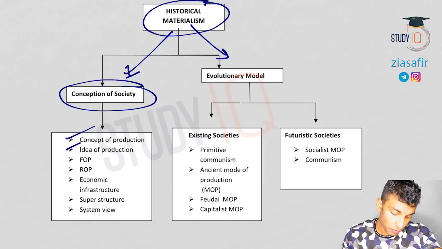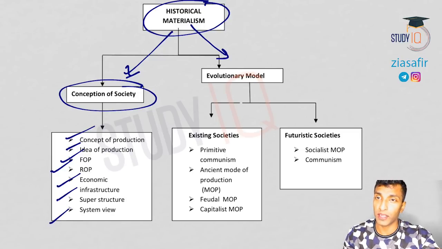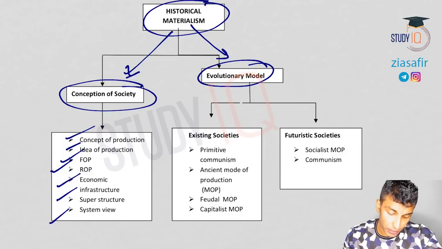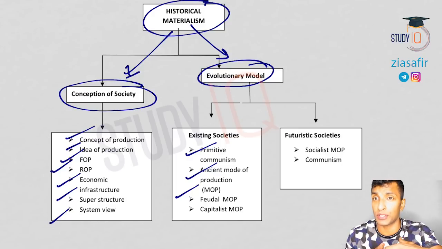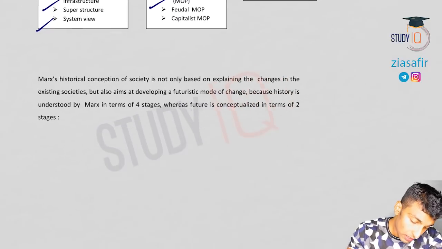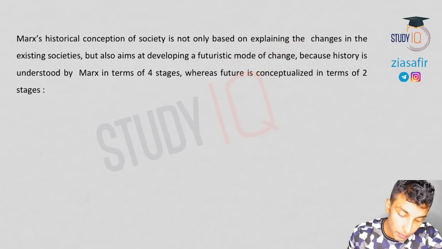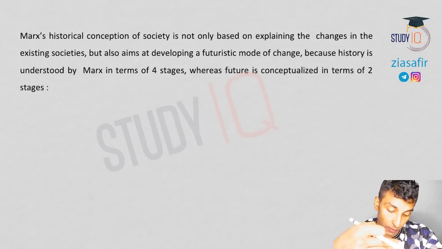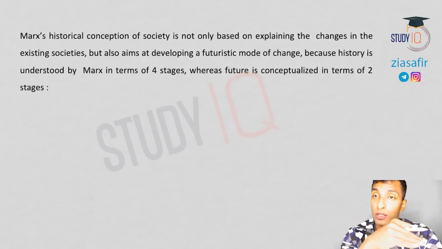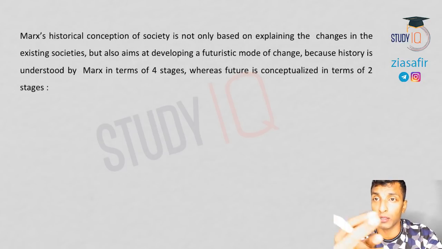Concept of production or idea of production, forces of production, relations of production, economic infrastructure, superstructure, systemic view. Okay, so this is what you need to write in the idea of society. In the evolutionary model, you will talk about primitive communism, ancient mode of production, feudal mode of production, capitalist mode of production as the existing societies, and futuristic societies conceptualized in terms of socialist mode of production and communist mode of production. So Marx's historical conception of society is not only based on explaining the changes in the existing society, but also aims at developing a futuristic mode of change. Because history is understood by Marx in terms of 4 stages and the future is conceptualized in terms of 2 stages.